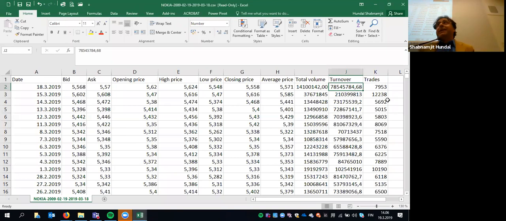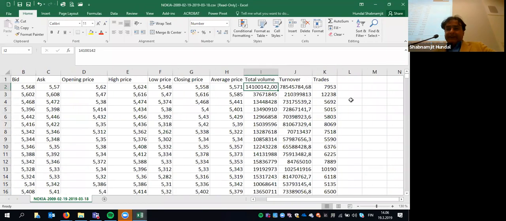78 million shares were traded. This is some kind of number of shares multiplied by the price, and we can check how much the price was. If I divide this by this, just out of curiosity, I get 5.57, approximately the same price. So you know that the turnover is equal to the number of shares traded multiplied by the average price. Okay, what is this then?